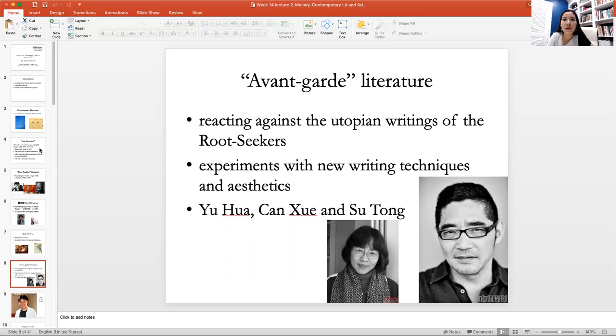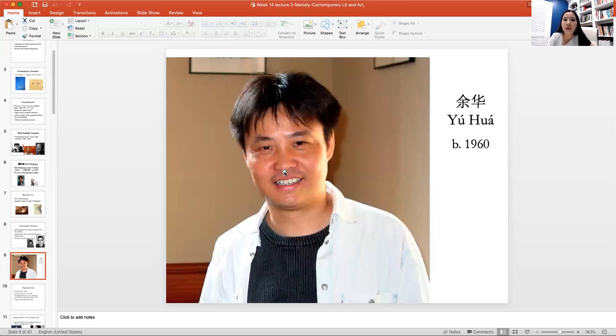I will just further elaborate on Yu Hua. He was born in 1960, and looks at history through death and the problematics of memory, and how people reconstruct the past to fit their present needs and desires. He grew up during the Cultural Revolution, and many of his stories and novels are marked by this experience.